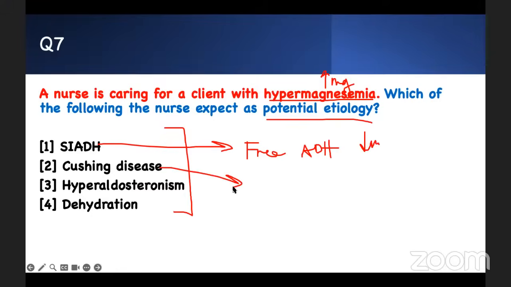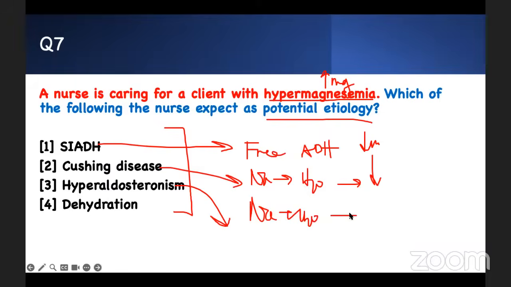Same thing. I'm going to use the same strategy. Cushing's, right? It's going to hold on to sodium and I hold on to water. Magnesium, you're going down. Aldosterone, the same thing. I hold on to sodium and water. Magnesium, you're going down. Test taking strategy: it has to be this, because they have the same etiology, they're working with the same principle.